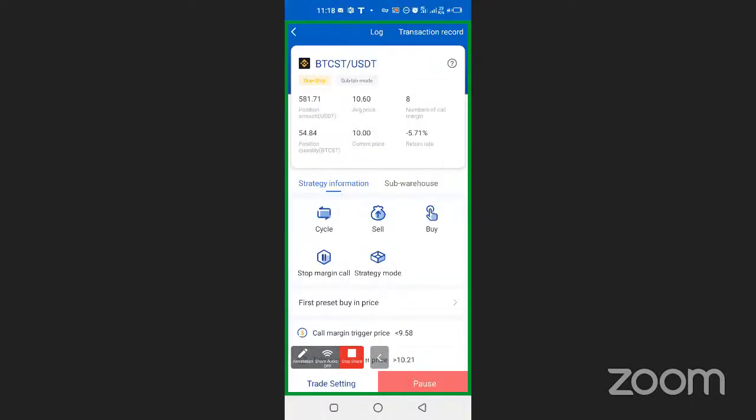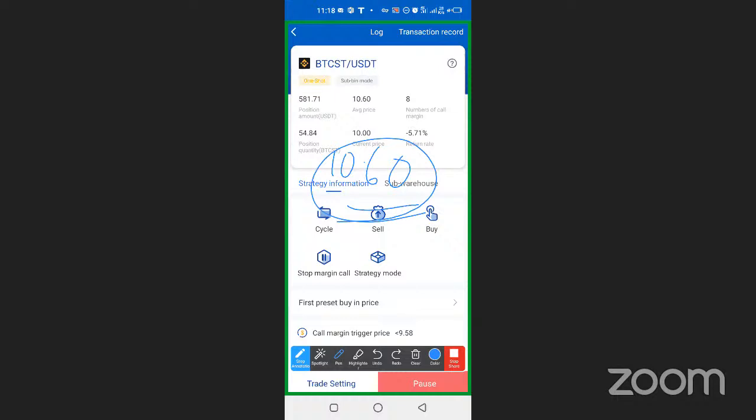My new average is 10.60, which means that if this coin gets to 10.70, I'm out. But I'm still also buying, meaning I want my average price to keep moving with the movement of the coin.